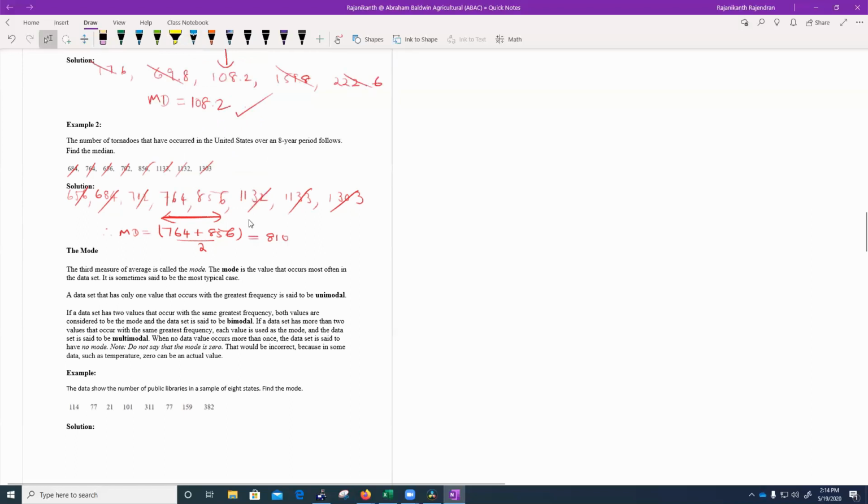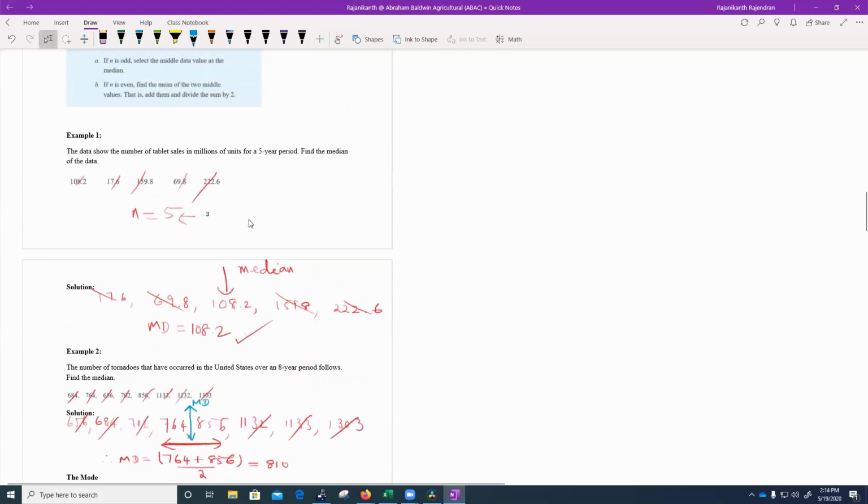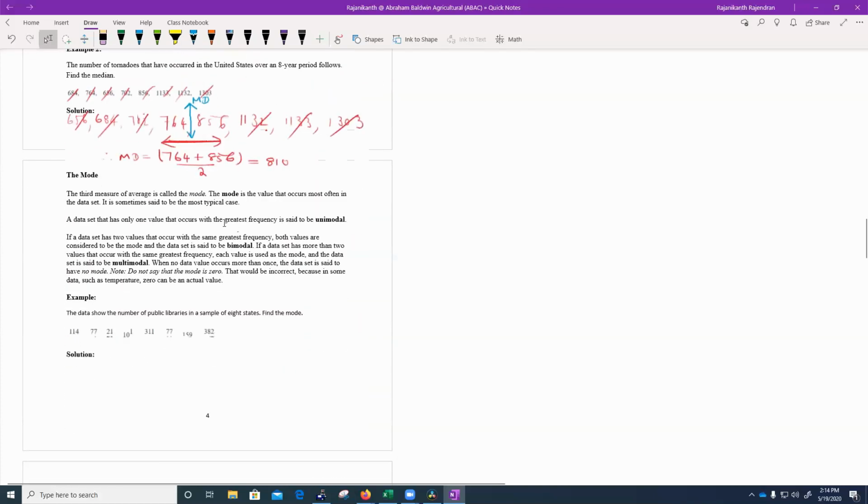Remember, I told you earlier, median will divide the complete data set into two equal pieces, right? So your median is somewhere now here, right? So this is my median MD. This side, 1, 2, 3, 4. That side also 1, 2, 3, 4. You have equal pieces of data values on both sides. Therefore, 810 will fall somewhere between 764 and 856. Makes sense. This is the median now, because this side two numbers and that side two numbers. So that's a way to find median.